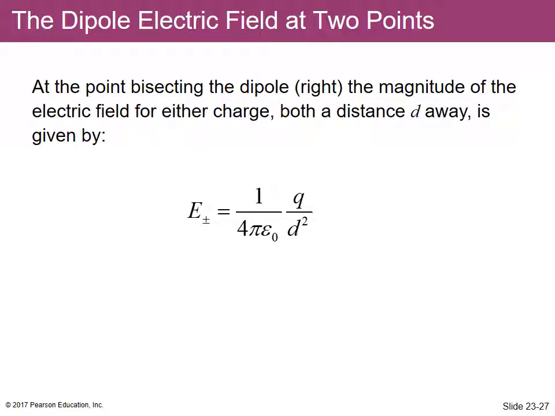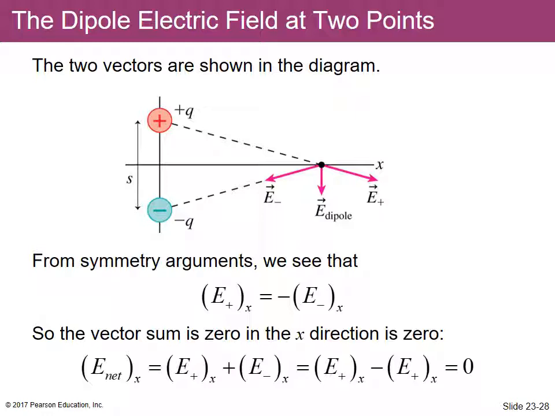At the point bisecting the dipole, on the right, the magnitude of the electric field for either charge, both the distance d away, is given by Coulomb's law: q divided by 4 pi epsilon naught d squared. The two vectors are shown in the diagram. From symmetry arguments, we see the electric field in the x direction for the positive charge is to the right, and the electric field from the negative charge is to the left. Since the distances are the same for the two charges, the sum of these two fields must be 0.